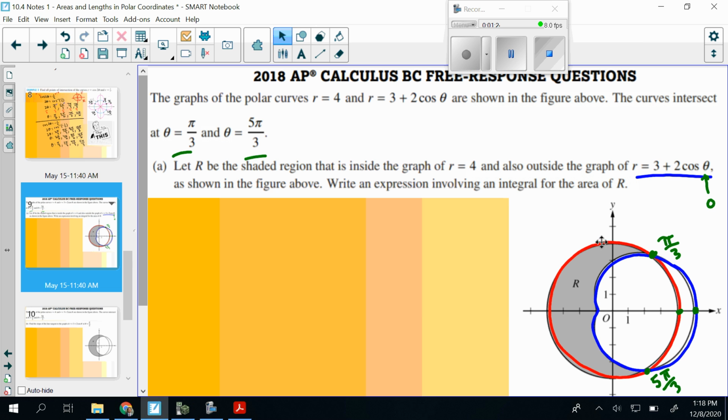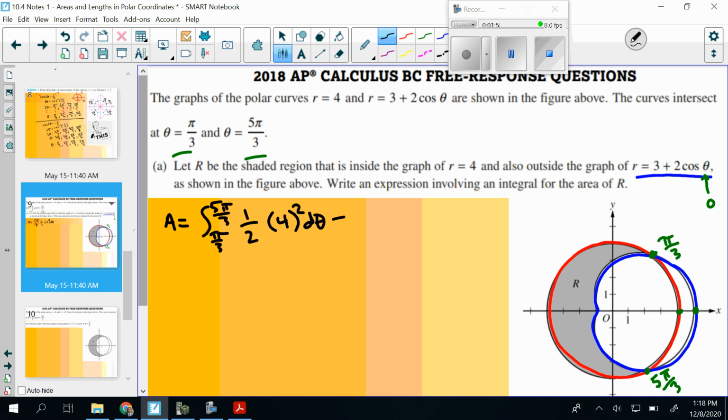So our area equation here for part A would be the integral from pi over 3 to 5 pi over 3 of 1/2 our radius, or our r squared. Now here you do have a little bit of a decision to make. Which one's the outer one, which one's the inner one? You can see from the picture down here, the circle ends up being the outer one. So we want to do that one first. That squared d theta minus the inner one, same limits here, pi over 3, 5 pi over 3.